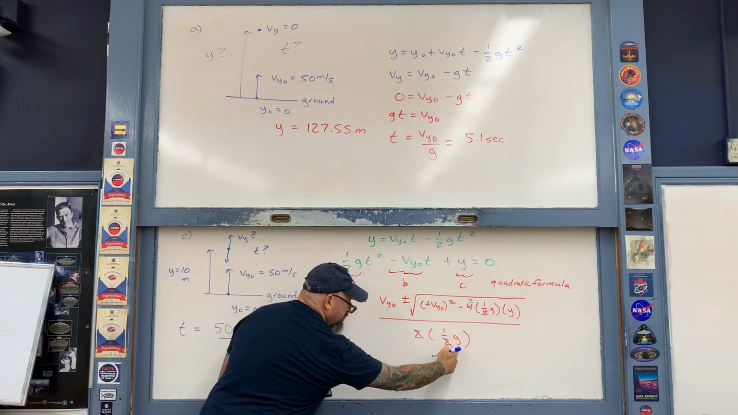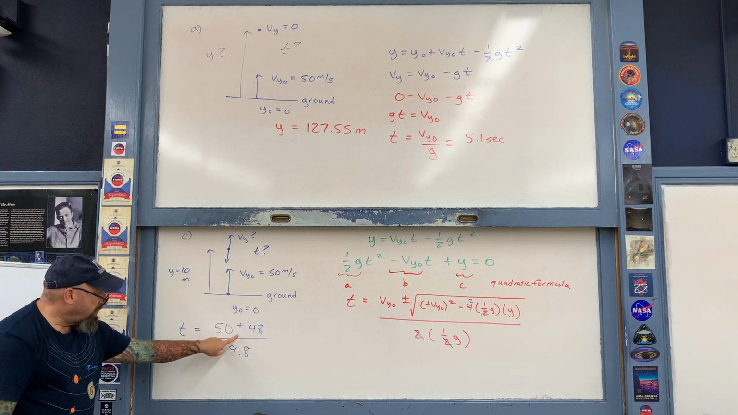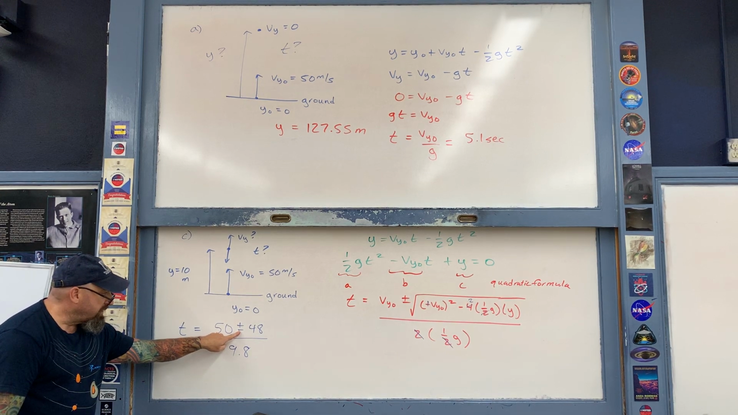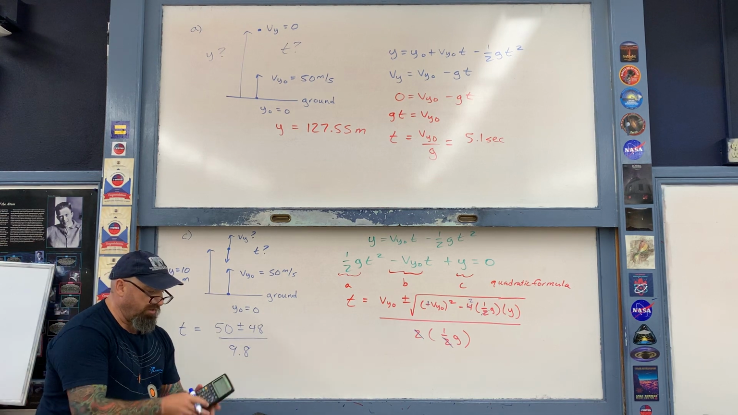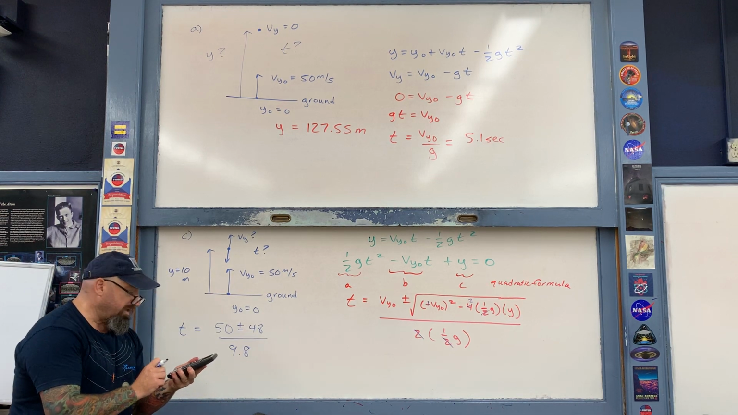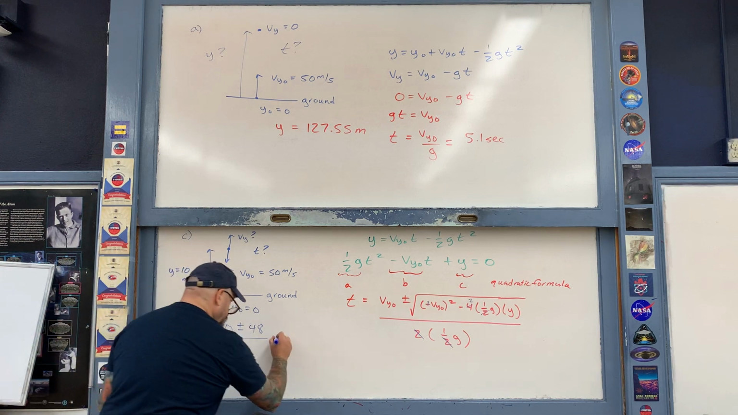And then divide by g, which is 9.8 meters per second squared. Okay, now watch what happens when I use the minus sign here in the numerator. This will be the lesser amount of time. This is the time on the way up. So 50 minus 48 is 2, and then divided by 9.8, that ends up being 0.2 seconds.